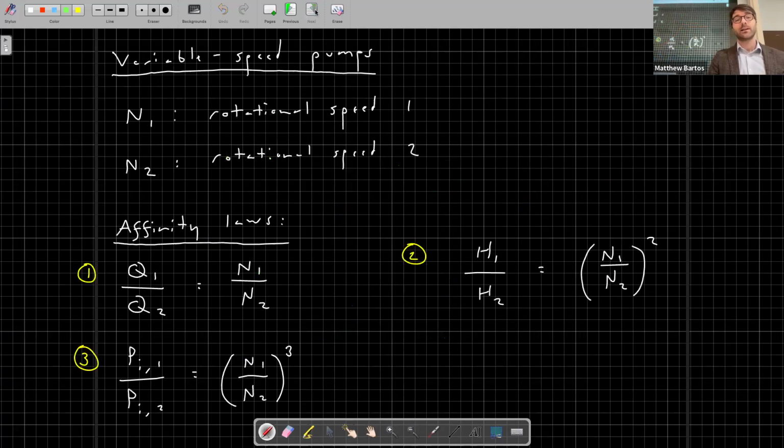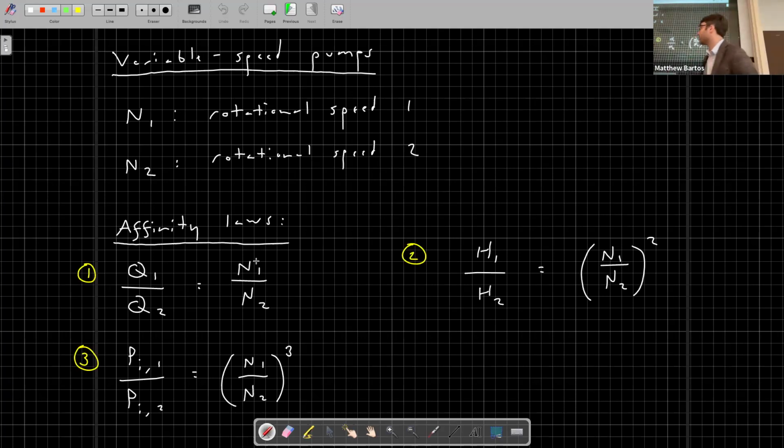So at the very end of class yesterday, I introduced the idea of affinity laws for variable speed pumps. So these affinity laws give us ways that we can calculate the discharge, head, and power input to a pump running at different speeds. So if I have some rotational speed 1 and some rotational speed 2 given by N1 and N2 respectively, the ratio of the discharges at those two different speeds is equal to the ratio of the two speeds directly. The ratio of the heads of the pump operating at the two different speeds is equal to the ratio of the speeds squared.